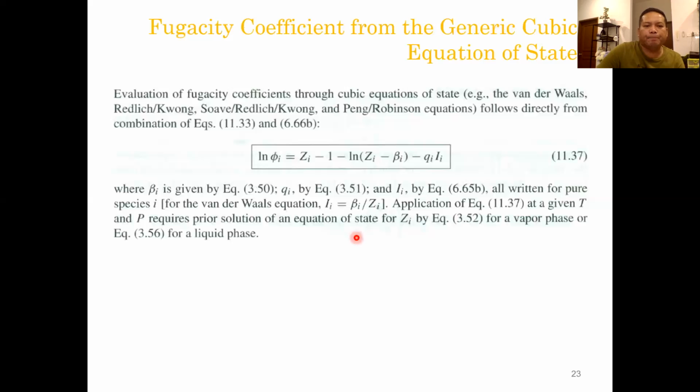The evaluation of fugacity coefficients from cubic equations of state. Remember we have the van der Waals, Redlich-Kwong, Soave-Redlich-Kwong, and Peng-Robinson equations. So we can use this equation here, and all these values you can find in your appendix, the tables.